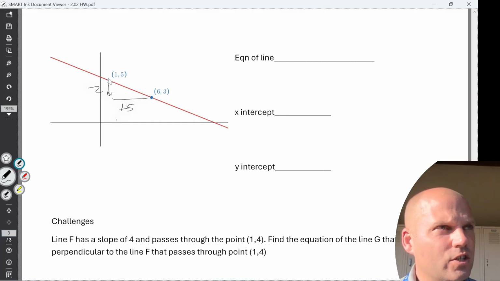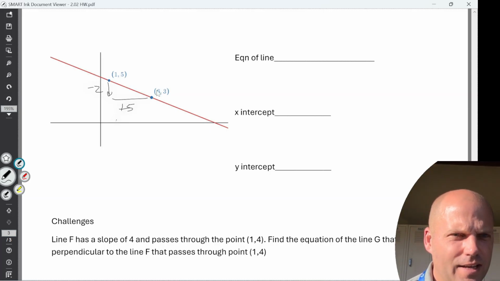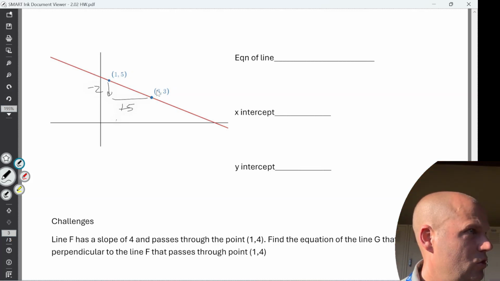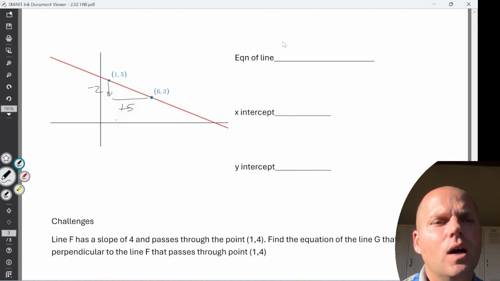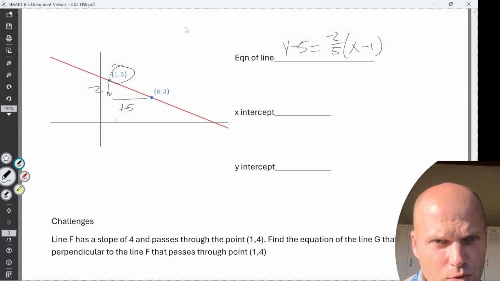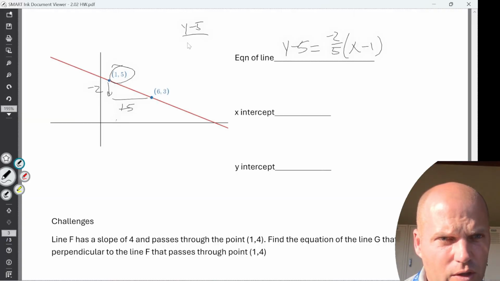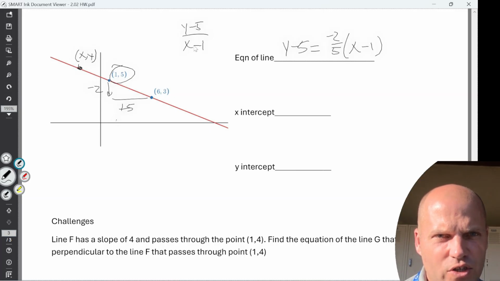As long as your (x, y) connected to either point has a slope of -2/5, you will have a winning (x, y). So let's use the point (1, 5). I just like to use 1. Y minus 5 equals -2/5, the slope, times (x minus 1). And you could have had (y minus 5) over (x minus 1). Again, we're looking for the (x, y) points. Y minus 5 is the change of y's, x minus 1 is the change in x, as long as that slope is -2/5.